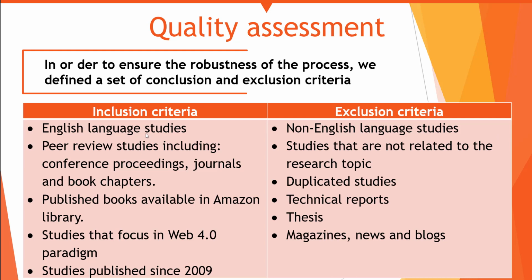In the inclusion criteria, we include all of the studies which are written in English and are more acceptable by scientific societies, and we don't use any non-English language studies. And the second one within the inclusion criteria is the peer-reviewed study, including the conference proceedings, the journals, and the book chapters, and published books available in the Amazon library.